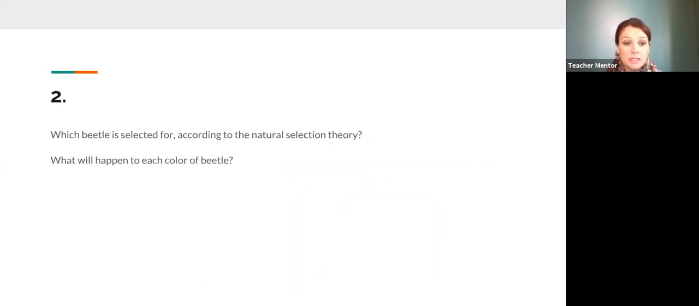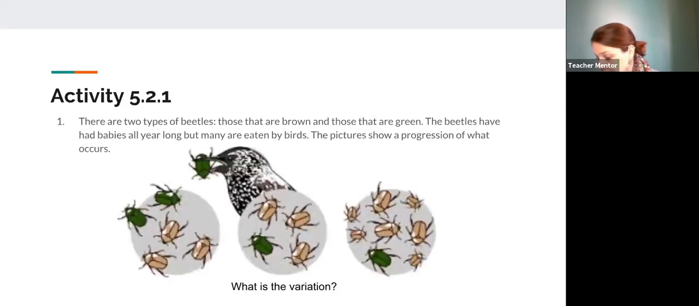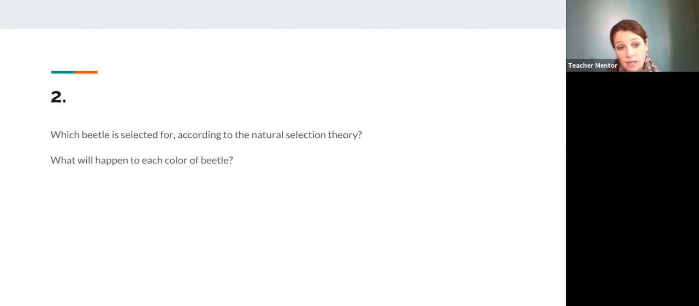Number two, which beetle is selected for according to natural selection theory? Basically, what species is going to be able to survive to pass along its traits? Well, we're going to say the brown beetle because the birds are eating the green beetles. So in order to answer the first question of number two, which beetle is selected for according to the natural selection theory, it's going to be the brown beetle.